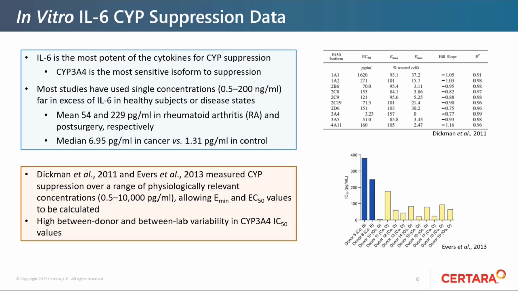And these values are very important in terms of PBPK modeling because they're the required parameters in order to model this kind of suppressive effect dynamically. And the bottom right figure is to highlight the variability in IC50 values between donors. And there's also between laboratory variability discussed in this Evers paper as well. But despite these high variabilities, the reported CYP3A4 activity, EMIN and EC50 values in Evers are consistent with those reported in Dickman. So we do have a level of confidence there.